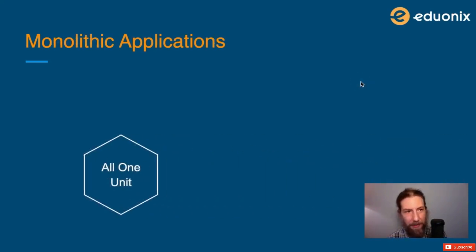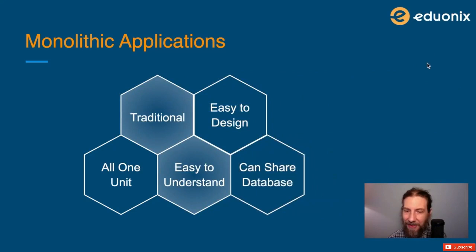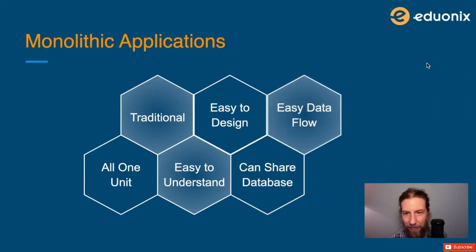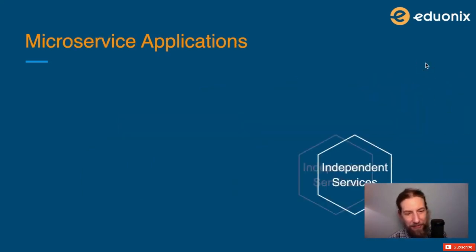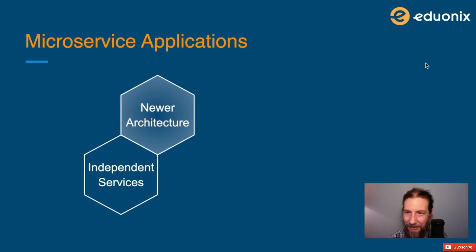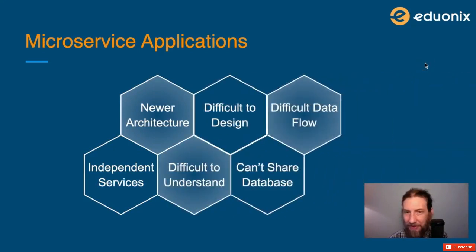So with monolithic applications, it's all together in one unit. It's traditional, easy to understand, easy to design. They share a database, which makes data flow easy. But they fail as a unit, and they're hard to scale. Our microservices applications are independent, they're newer, but they're difficult to understand and design because they don't share a database, and that makes the data flow difficult.